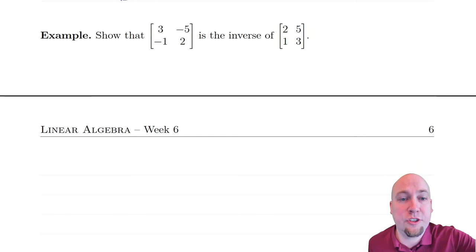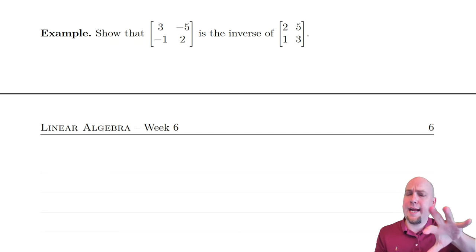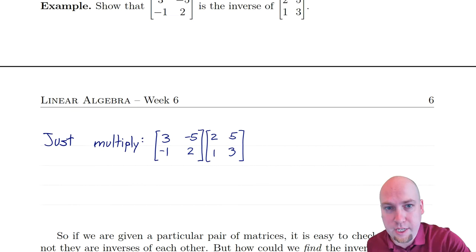Let's show that the inverse of this matrix over here, [2, 5; 1, 3], is [3, -5; -1, 2]. For now, we're just verifying inverses. We'll talk about how to actually find inverses later, maybe in the next lecture or the one after that. So let's show that these are inverses of each other. All you do is multiply them together.